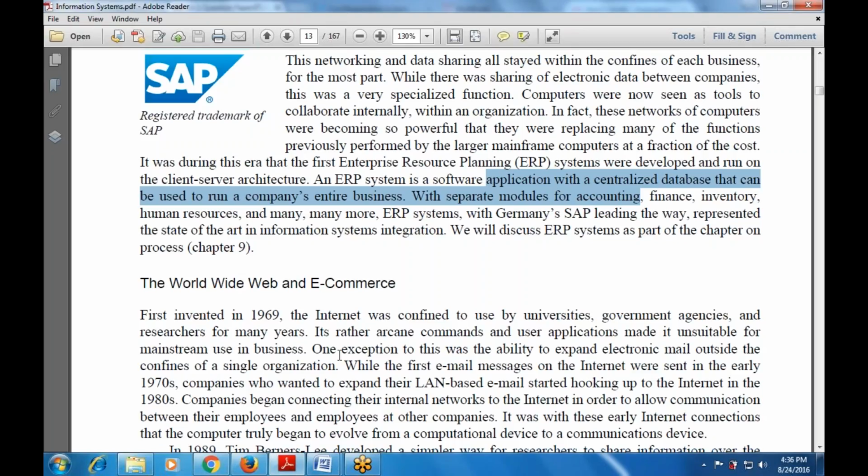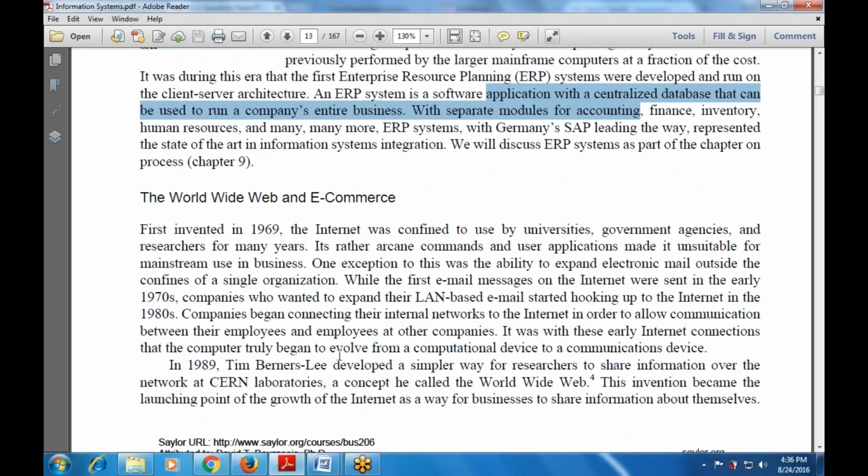Now, the main point is who is the father of the WWW? Tim Berners-Lee is the father of the WWW, because he made the WWW. In 1989, Tim Berners-Lee developed a simpler way for researchers to share information over the network at CERN, that is known as the WWW. And this invention became the launching point of the growth of the internet also. That is the main point.